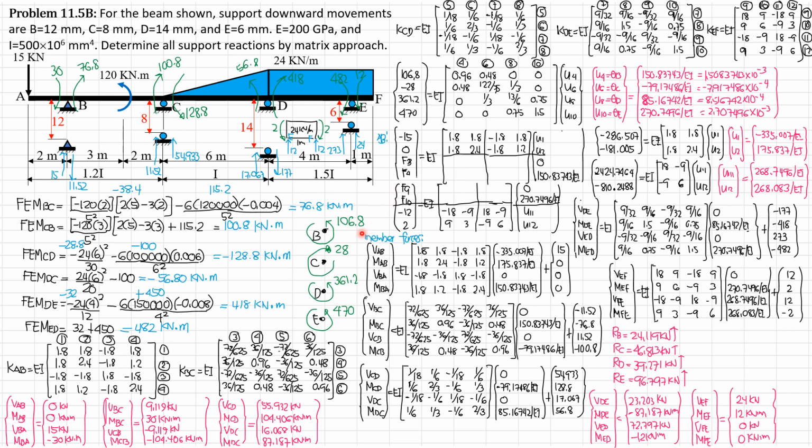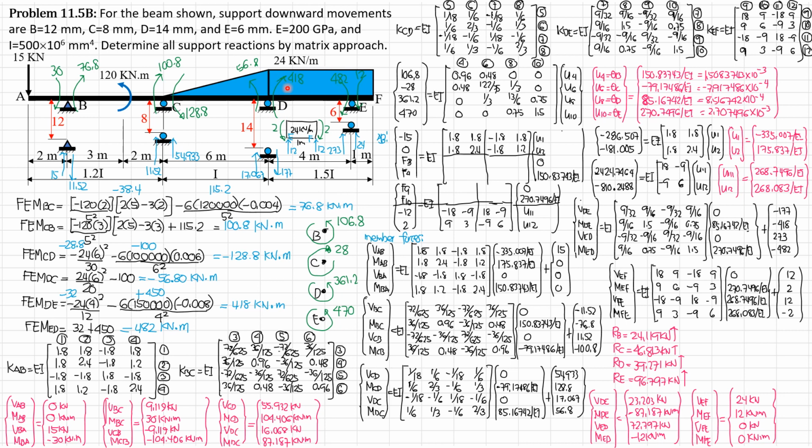So 106.8. Here we have 100.8 minus 128.8, that's negative 28. Negative 28 is clockwise because the positive moment in the universal sign convention is counterclockwise positive, or in software and in matrix, counterclockwise positive. So 28 clockwise at C.